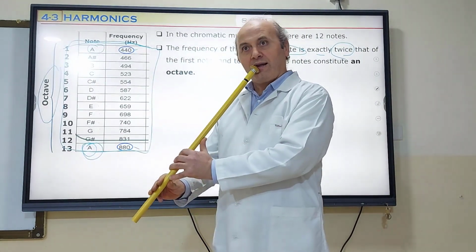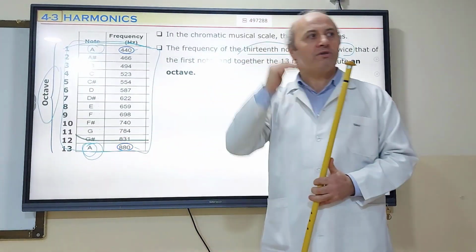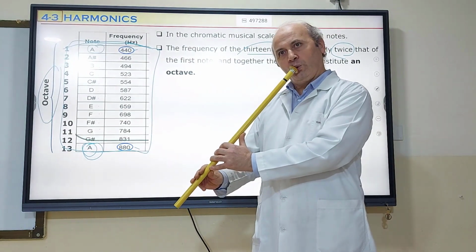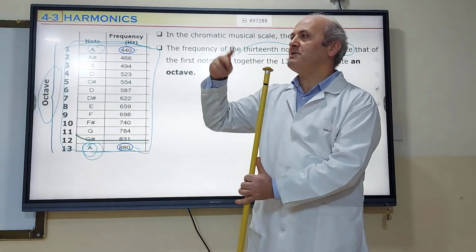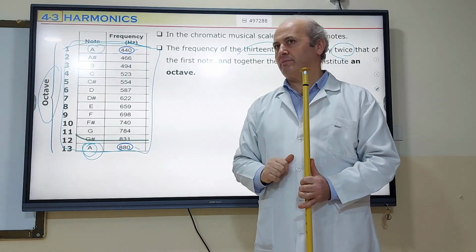Now I'm going to first blow at the lowest tone. Then I will increase the sound by 1 octave. I will jump to the second harmonic. Now I jump 1 octave. From first to second, it is 1 octave. That's all.